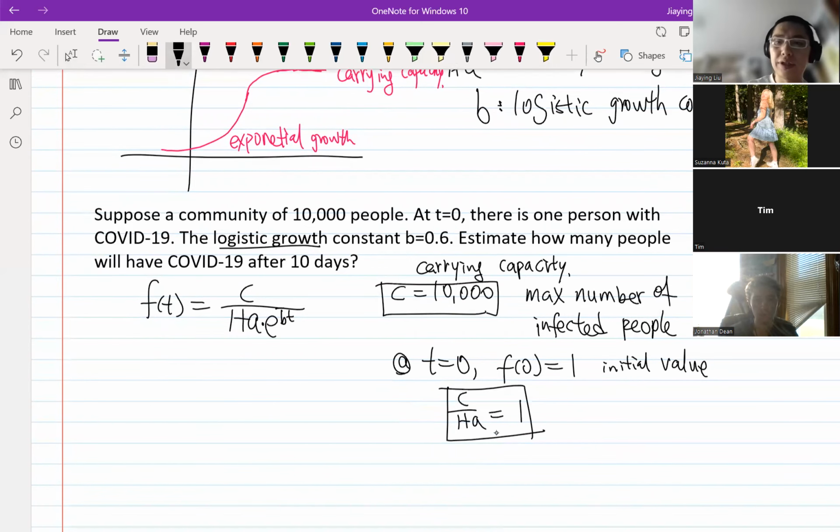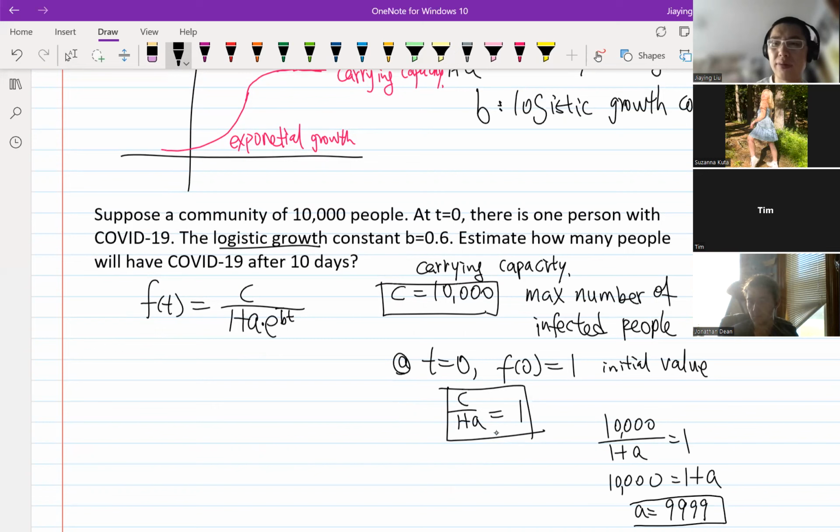So I'm going to plug in 10,000 there. So 10,000 divided by 1 plus A equals 1. So multiply the denominator to the right. So 10,000 equals 1 plus A. So A equals 9,999. So that's A. And then we know that B is the logistic growth constant, and in this case, it's given. So B is given to be 0.6.